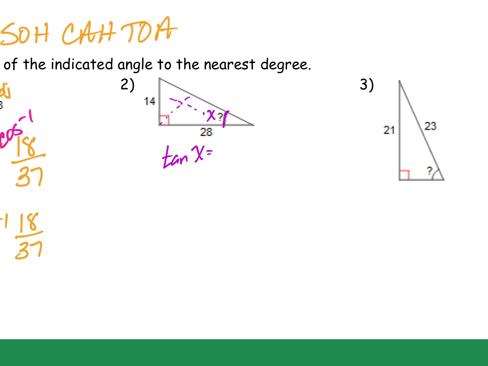Then I find my other sides. I have the side opposite, which is 14, and my side adjacent, which is 28. I don't want tangent of x, I just want x. So what am I going to do? Tangent inverse, beautiful. So x is going to equal tan inverse of 14 divided by 28. It's 26.56, so it'd be 27.